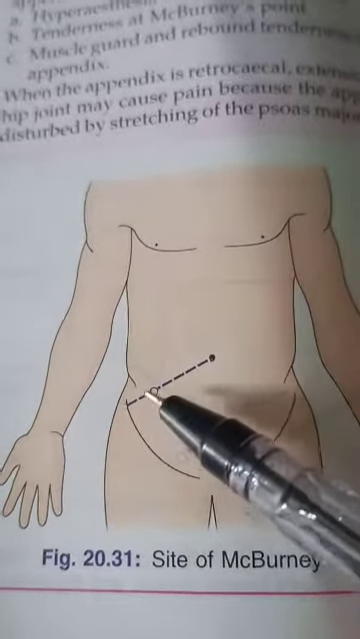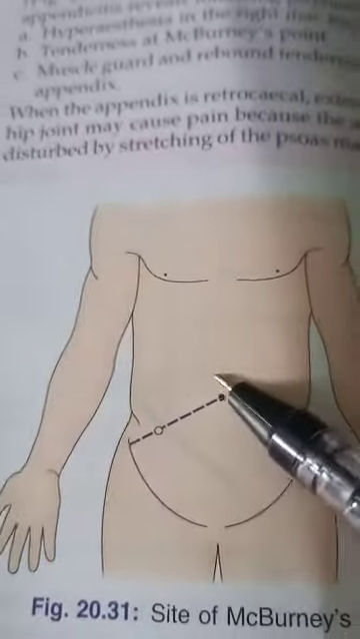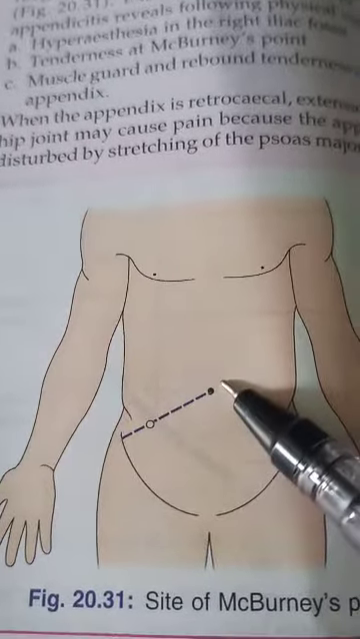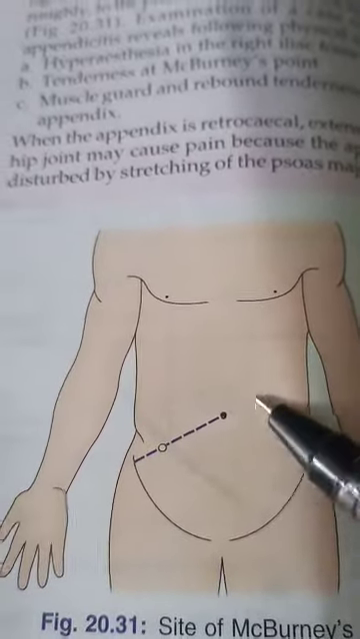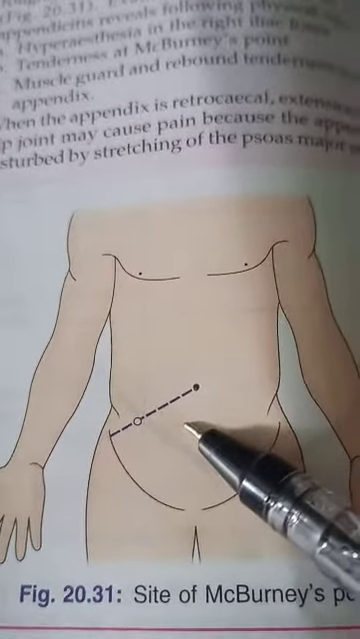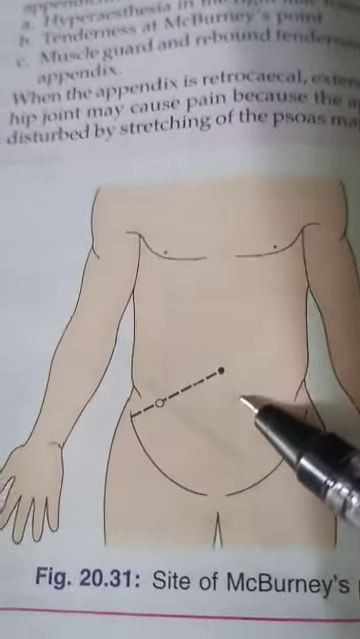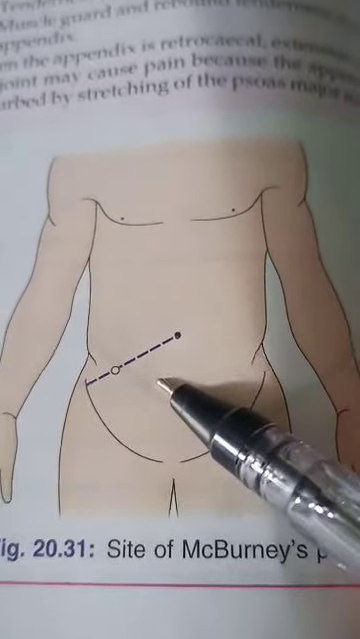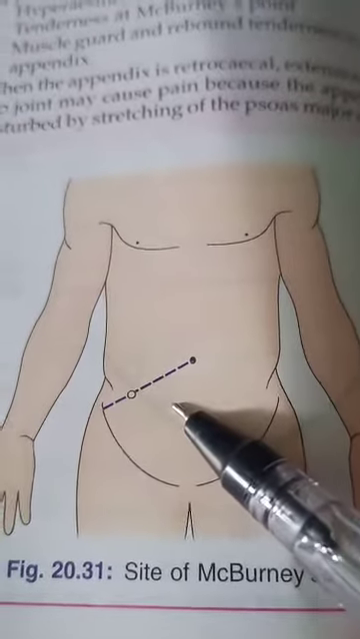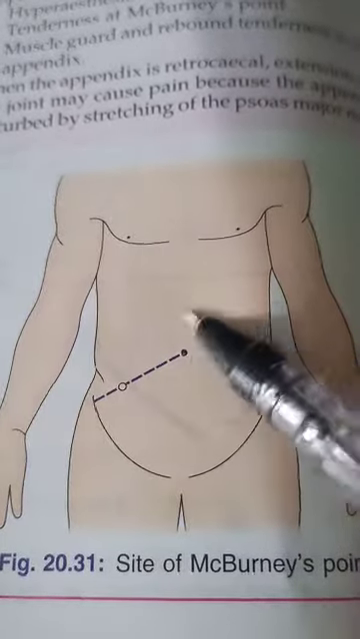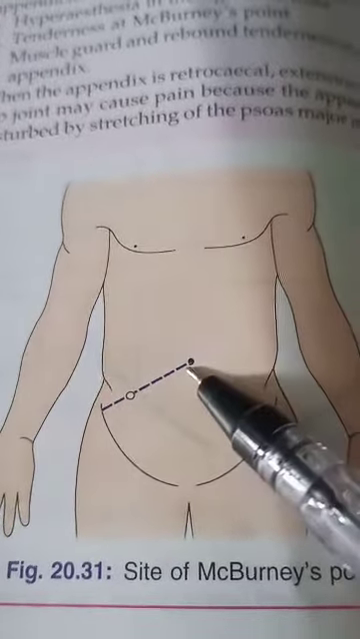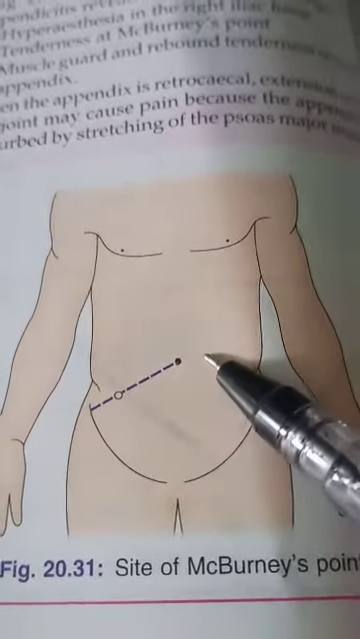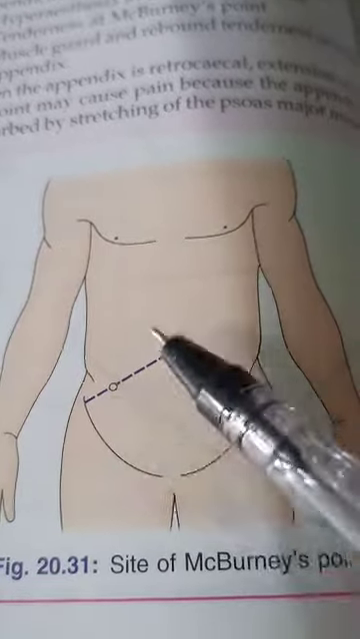The appendix and this umbilical region are both supplied by the same nerve, that is sympathetic by the T9 and T10 segments. So this portion is also supplied by T10 segments. Because of the same nerve supply, in the case of appendicitis, pain can be first felt around the umbilicus. That is known as Rufford pain. So pain of appendicitis can be first felt around the umbilical region because of the same nerve supply of both regions.